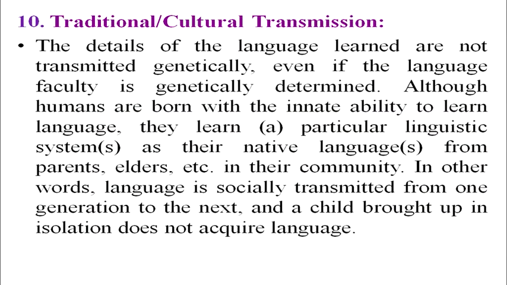The next feature, which is the last one, is called traditional or cultural transmission. The details of the language that we learn are not transmitted genetically, even if the language faculty is genetically determined. Although humans are born with the innate ability to learn language, they learn a particular linguistic system as their native language from parents, elders, etc. in their community. In other words, language is socially transmitted from one generation to the next, and a child brought up in isolation does not acquire language.